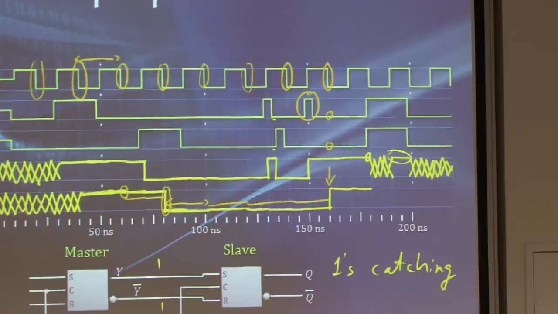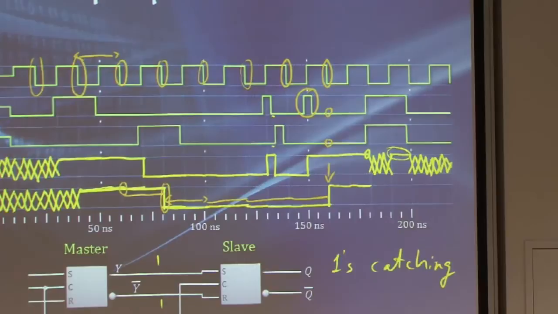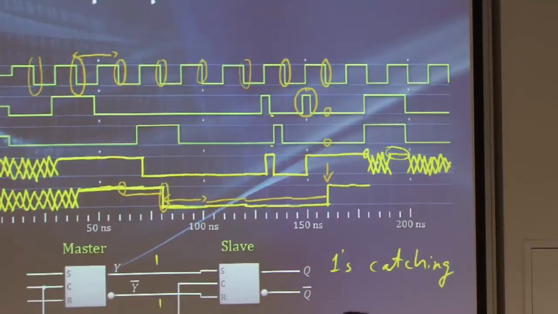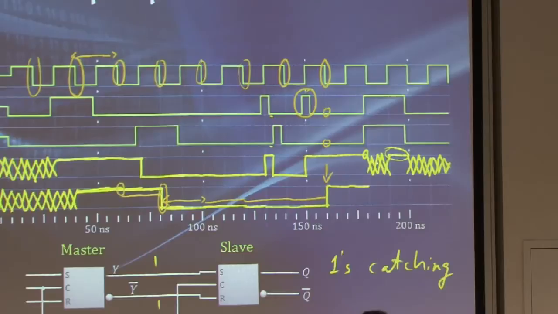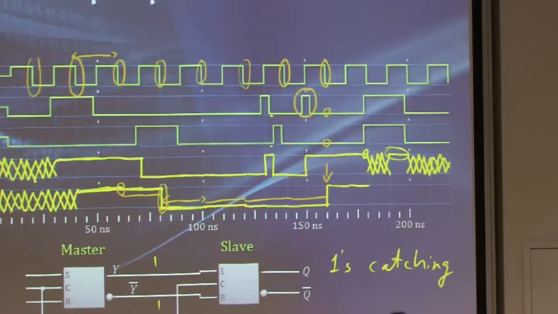Well, Q is now enabled when the clock is low. What Q will see in Y and not Y is this race condition. Now, one of a few things will actually be observed in Y in S and R. Either Y and not Y will in fact change at the same time. So it will go from 0, 1, 0, 1, 0, 1. So anytime we go from both 1s to both 0s, this will cause a race condition here.